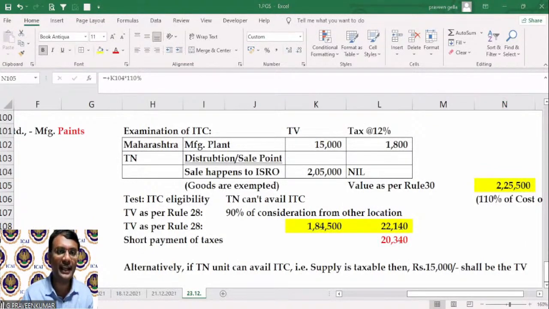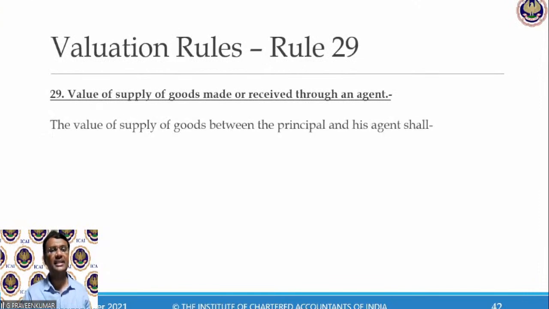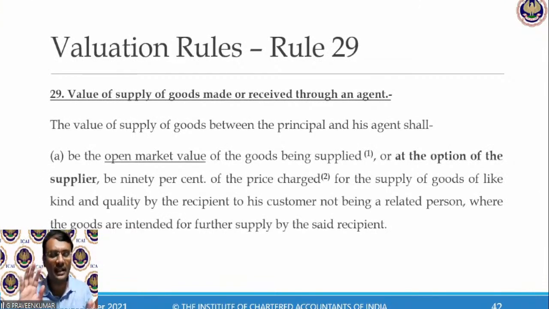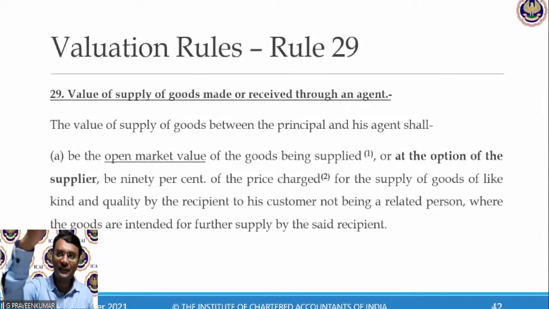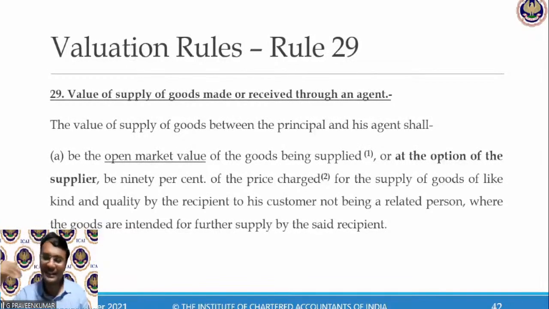Coming back, Rule 29, agent. Principal and agent is again a straightforward equation derived from Rule 28. First and foremost, in the case of a principal and agent, because there is a related party transaction, the principal is in a position to induce the agent, or the agent is in a position to command or control the principal. The transaction value shall be the open market value, or at the option of the supplier, 90% of the price charged for the supply of goods of like kind or quality by the recipient to his customer, not being a related person. So they say, if there is an open market value, I'll go with open market value, or I'll take a choice of 90% of the price charged by my agent to the customer.